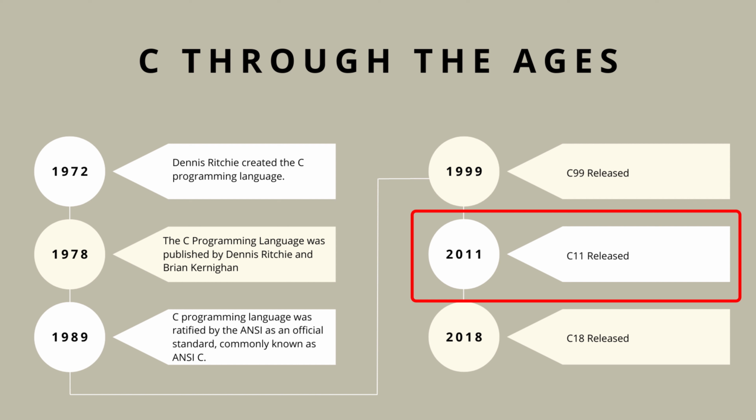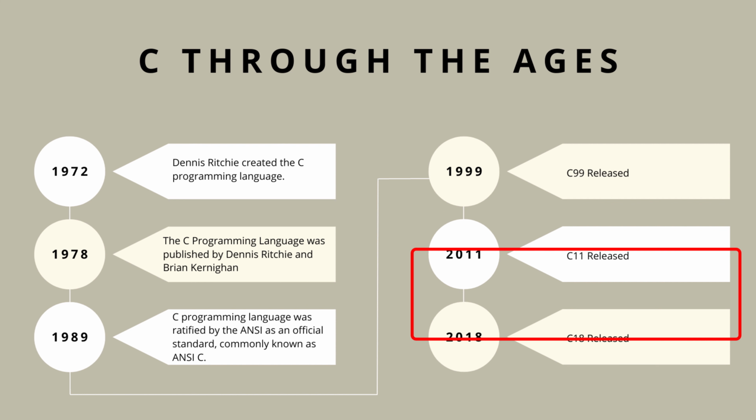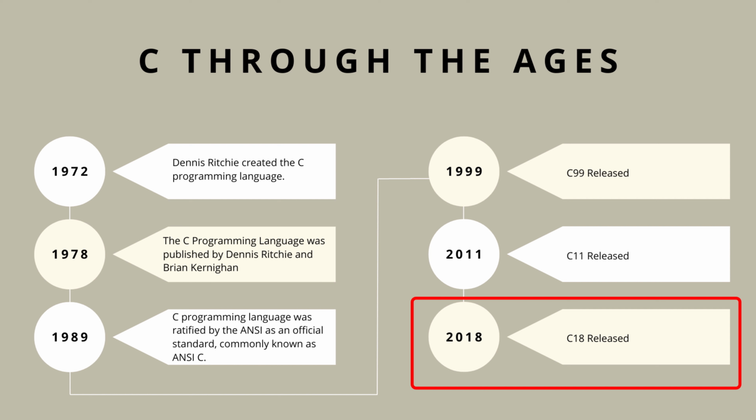This version added even more new features like support for generic macros and multi-threading. A generic macro is a tool that makes it easier to reuse code, and multi-threading helps programs run faster by allowing different parts of the program to run at the same time. Most recently, in June 2018, a new version called C18 was released. This version made only minor technical corrections to the language.